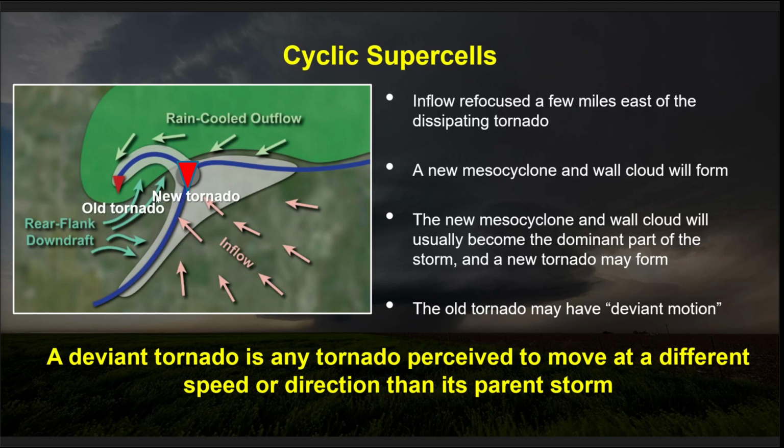Again, we have something called cyclic supercells, where inflow is refocused a few miles east of the dissipating tornado, and you may have a new mesocyclone and wall cloud that'll form. And this new mesocyclone and wall cloud will usually become the dominant part of the storm, and a new tornado may form. And this old tornado may have what we call deviant motion. A deviant tornado is any tornado perceived to move at a different speed or direction than its parent storm.